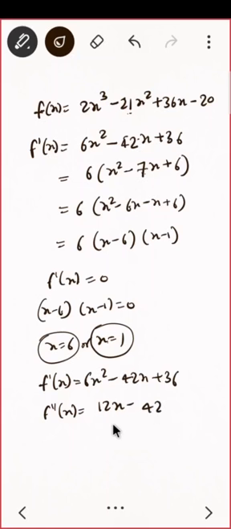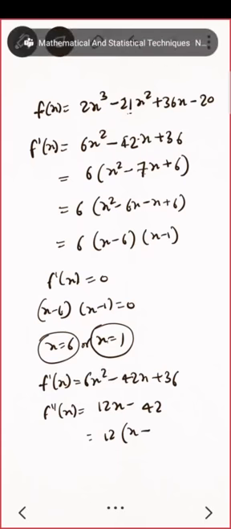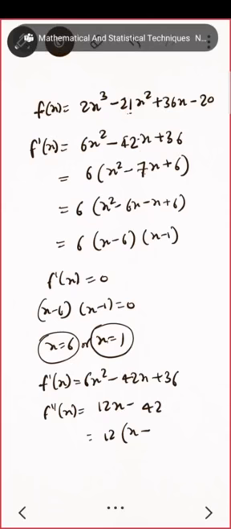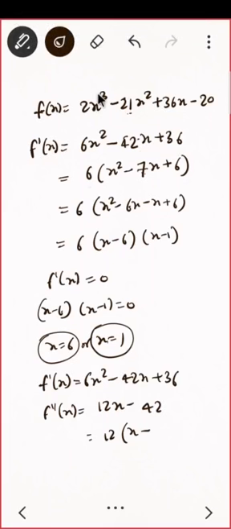Can I take something out? That is 12. If I take out, then what is that? Or directly put the point, there are 2 points, 6 and 1. 12 is not common. Let us put the point. For x equal to 6, what will be my f double dash of 6? And for x equal to 1, what is f double dash of 1?